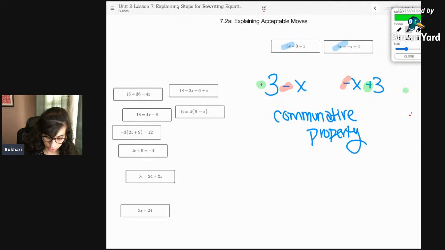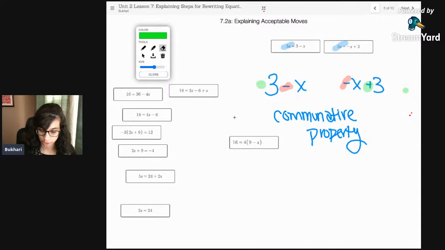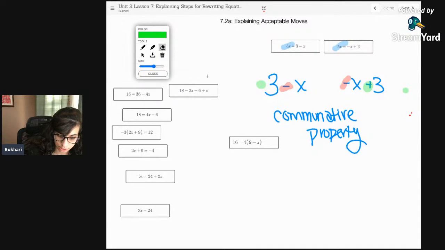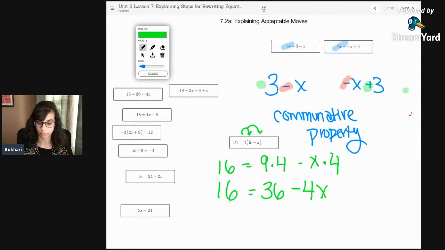And so another one you could take a look at is, okay, I have something here that has parentheses. And so this goes back to our distributive property, right? I can distribute 4 to both of these numbers, right? So I have 16 is equal to 9 times 4 minus x times 4. I can write that down. 9 times 4 is 36. x times 4 is just 4x. And so see if you see that anywhere in your cards, and then you can start matching them up, right? This was the distributive property that I just used here.